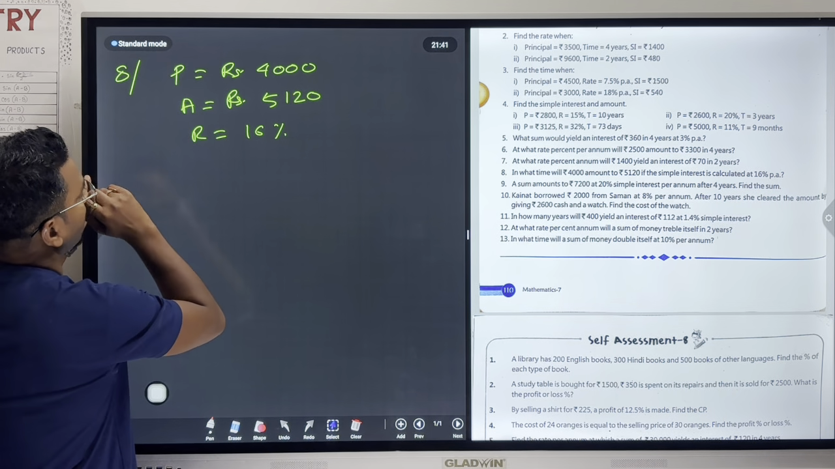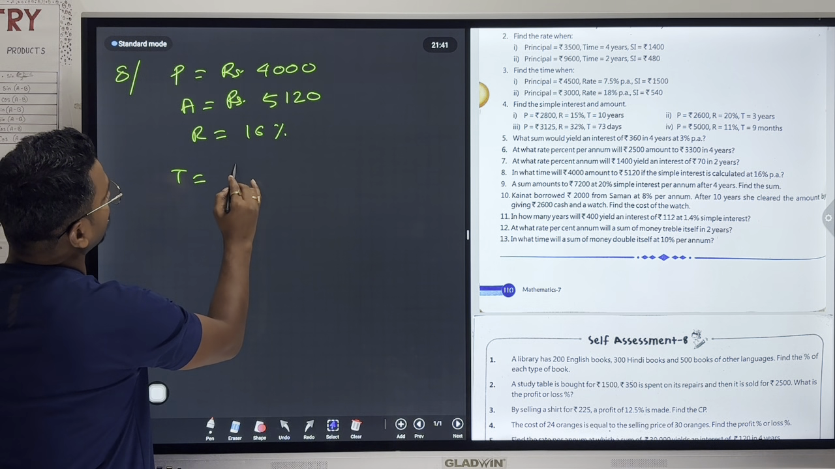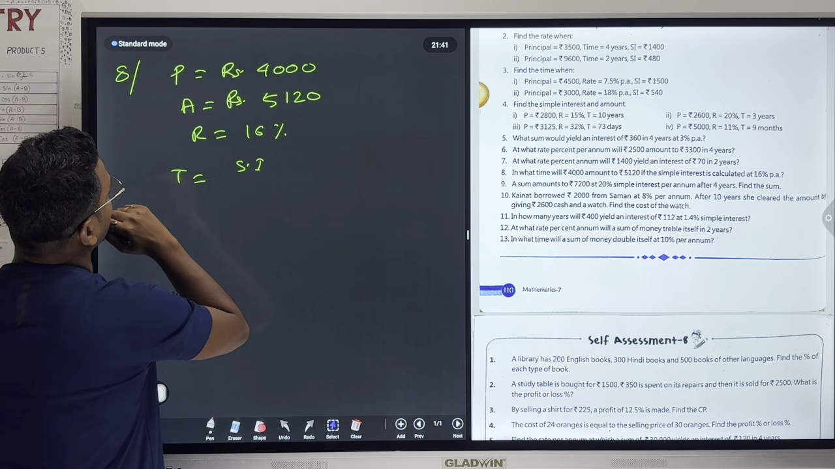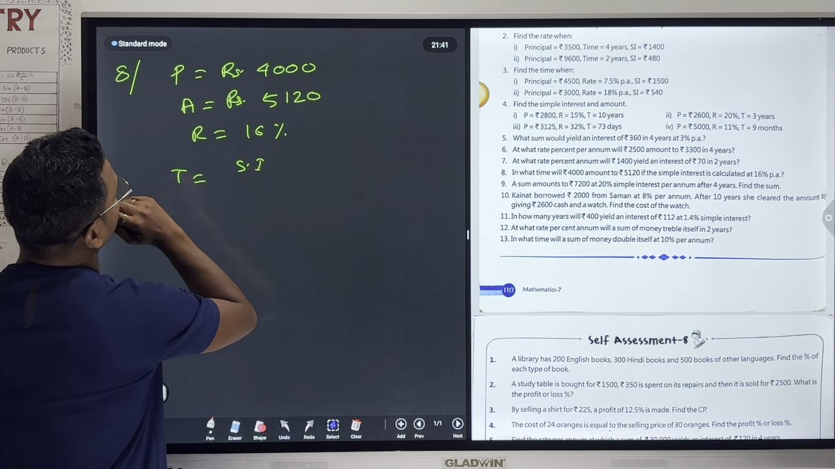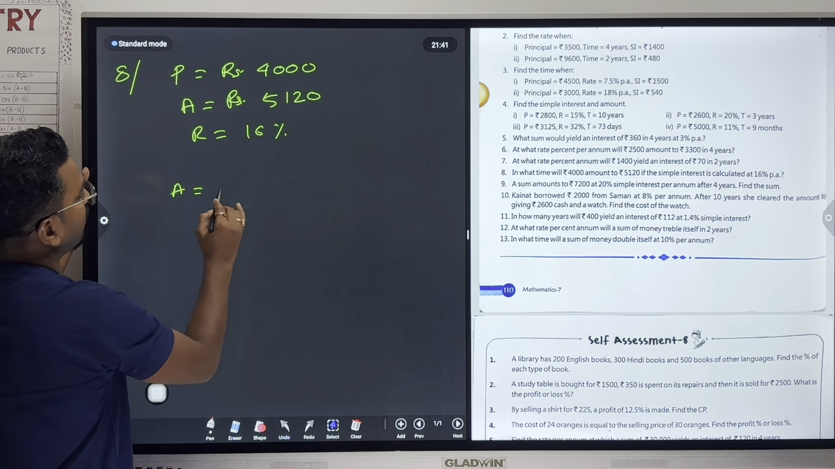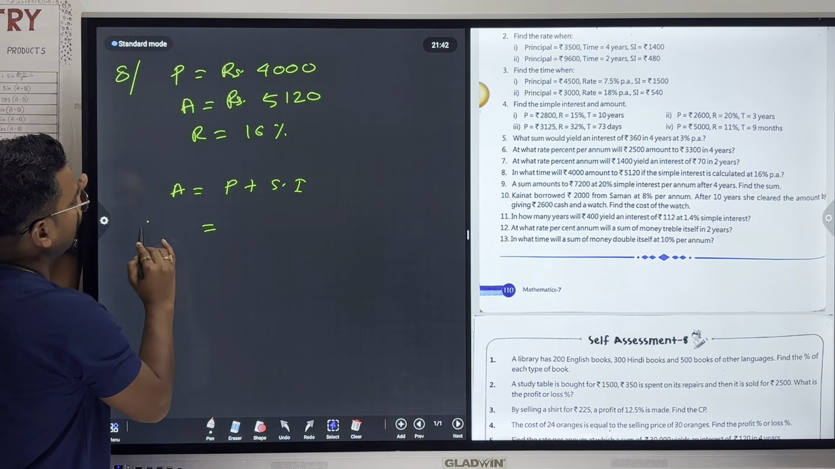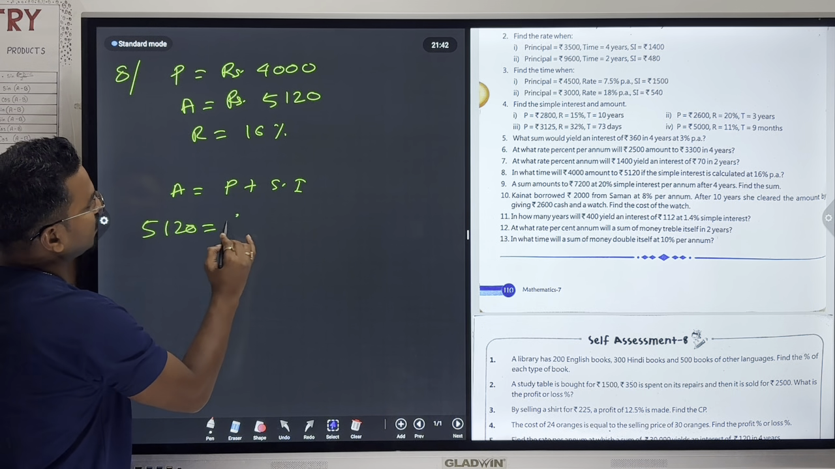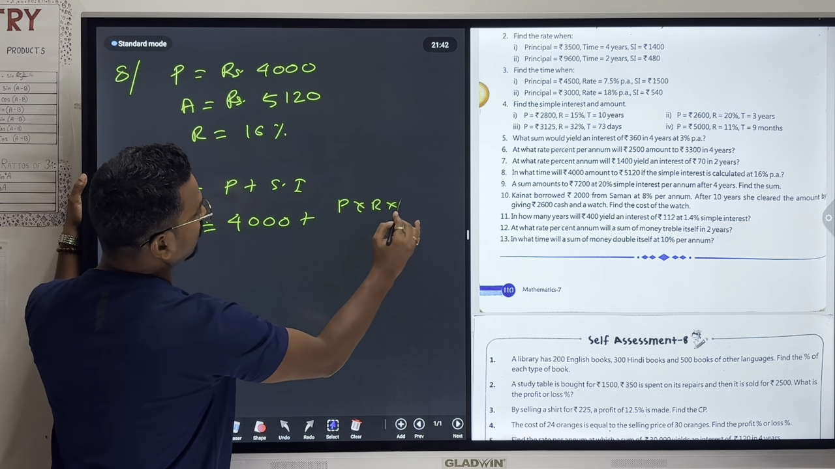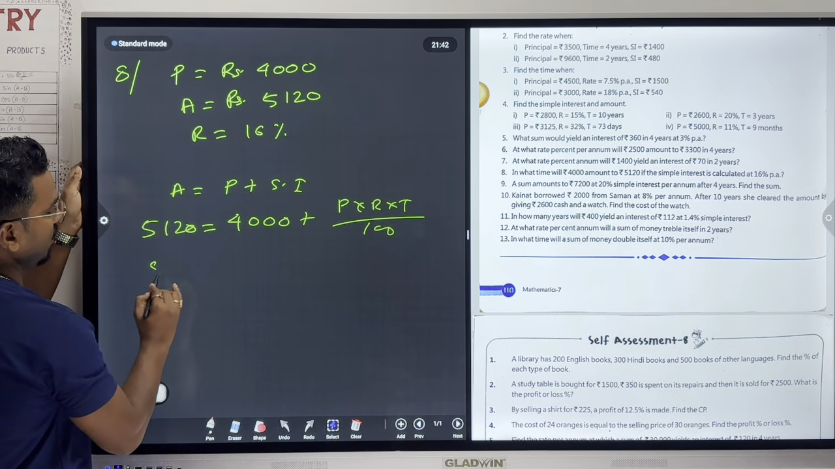So here which formula will we be applying? Time formula. So time equals to, what was the formula? Simple interest. Simple interest is not given, right? So here, what is the formula for amount? Amount equals principal plus simple interest. So amount is given 5120, principal is given 4000 plus P into R into T by 100, right? So shift this to the other side.